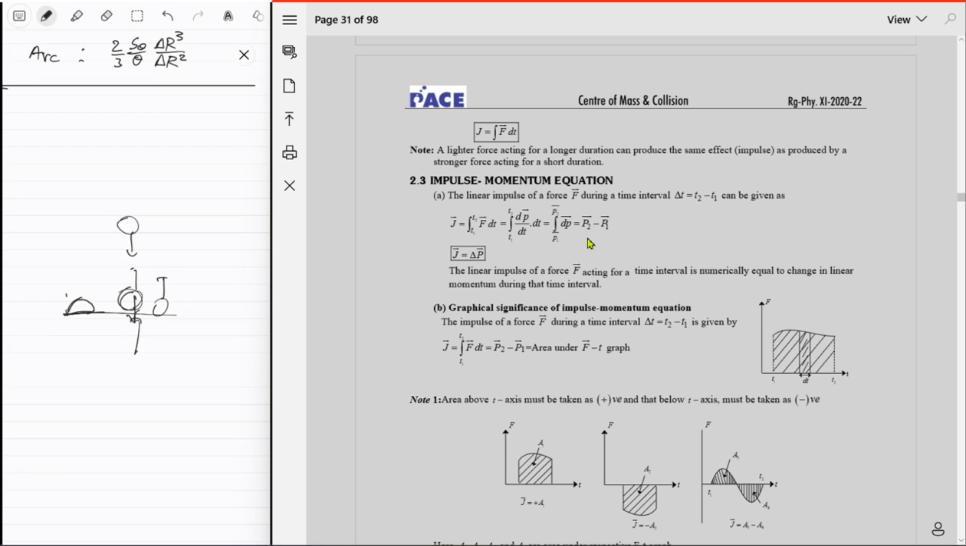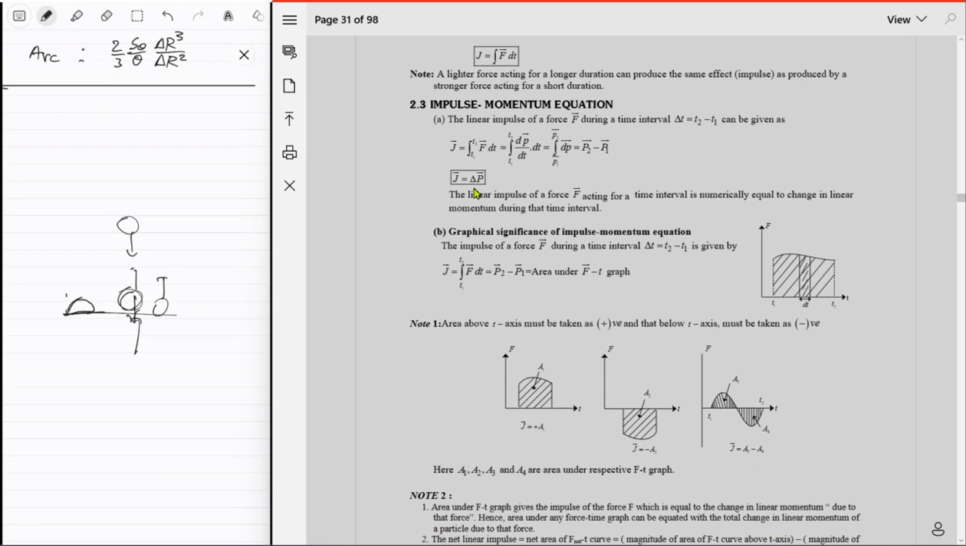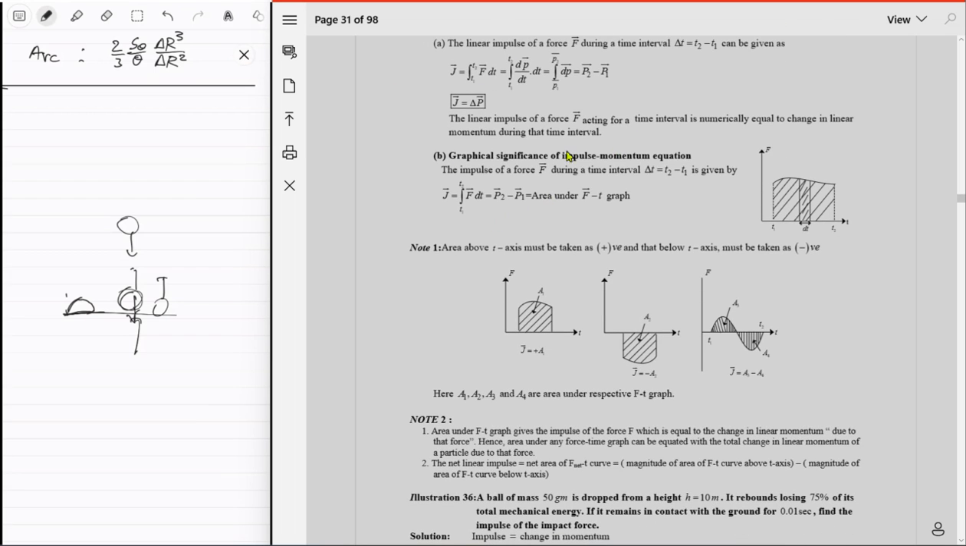Impulse momentum equation. Oh, come on, that's just the definition of impulse. There's nothing about an equation. Okay. Graphical significance of impulse momentum equation.